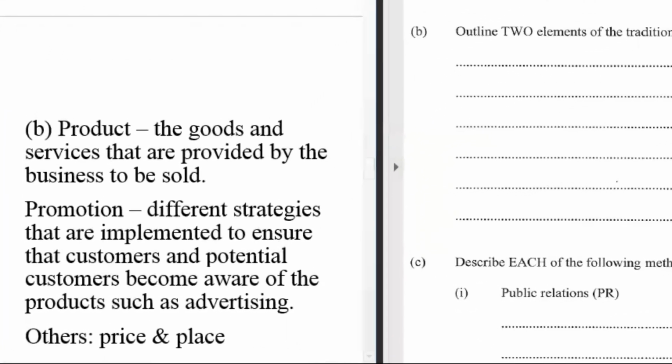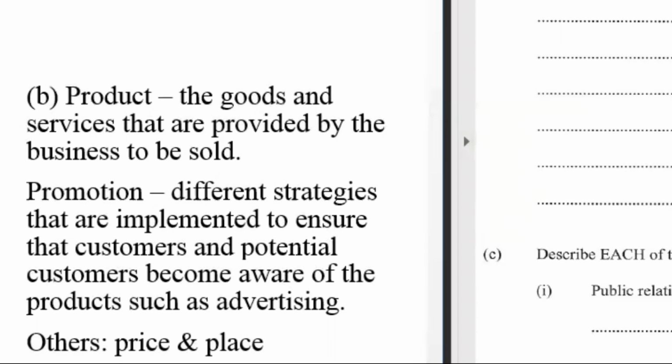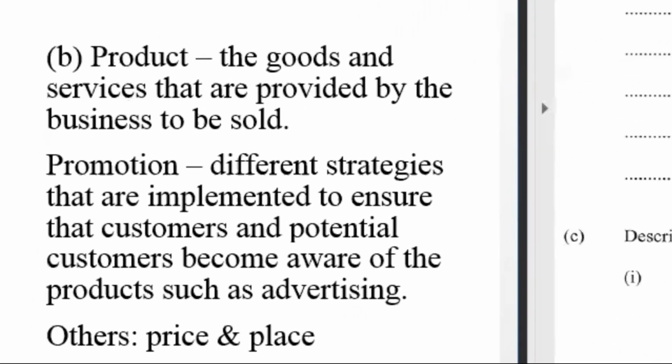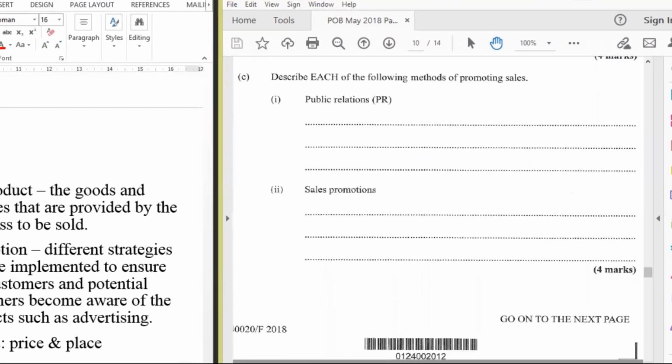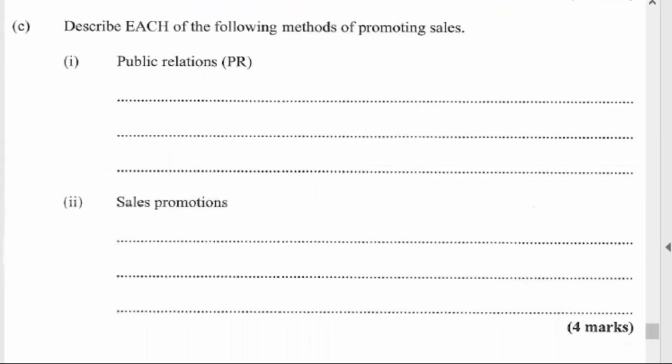All right, so let's look at the answer. Product. These are the goods and services that are provided by the business to be sold. When it comes to promotion, these are different strategies that are implemented to ensure that customers and potential customers become aware of the product, such as advertising. Yeah, and the other elements in the marketing mix are price and place, and of course you will need to outline them. C says, describe each of the following methods of promoting sales: public relations and sales promotions.